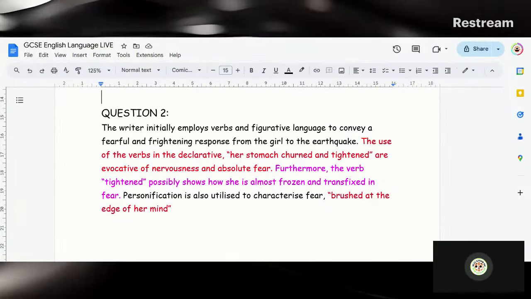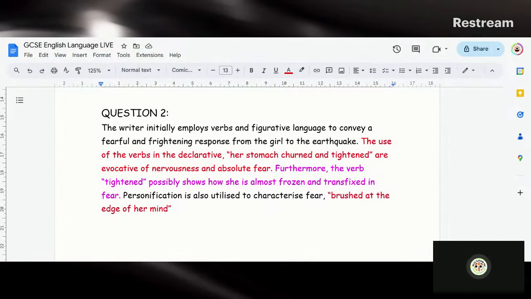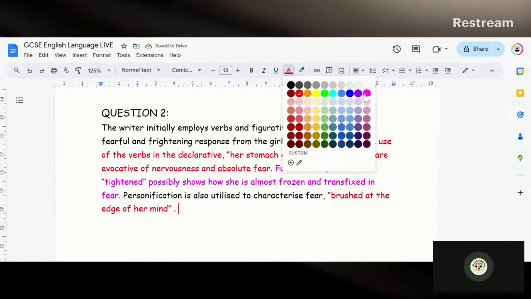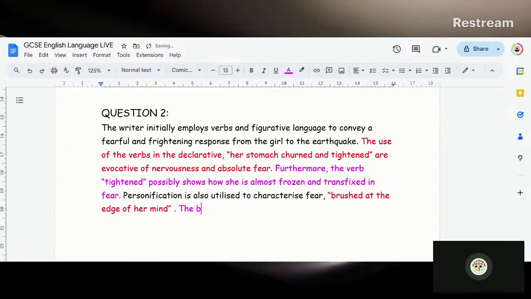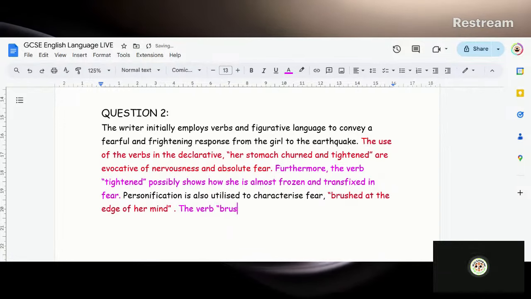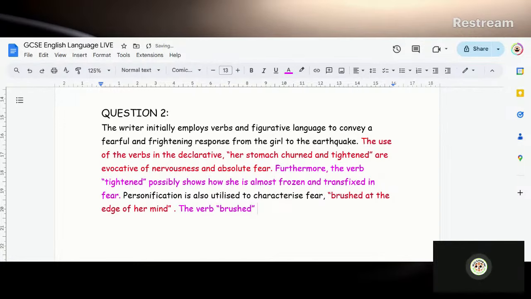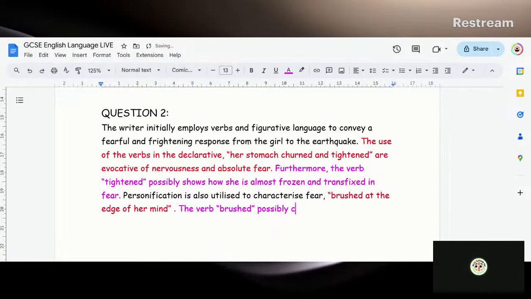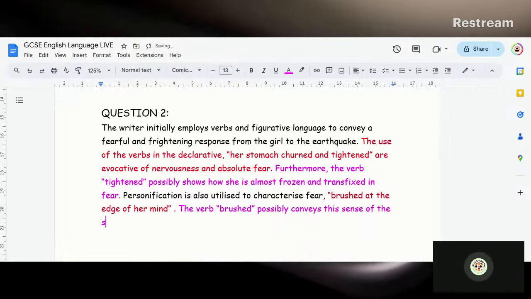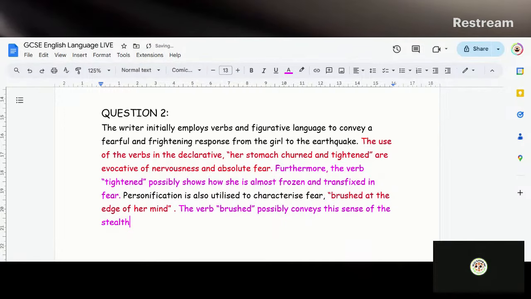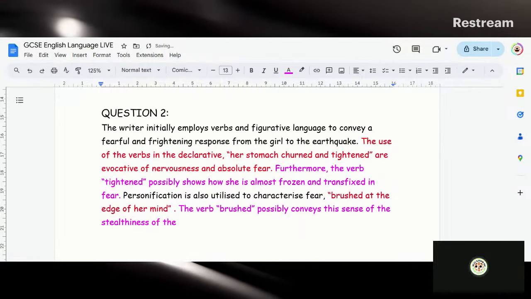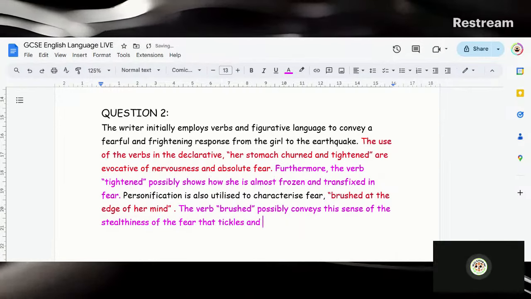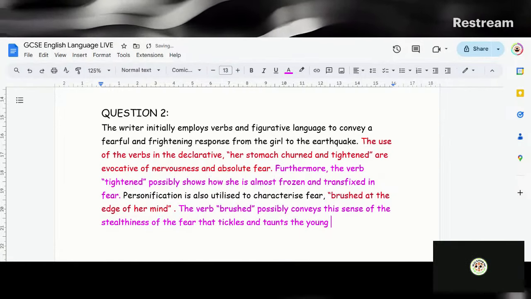Okay, so personification is also utilized to characterize her fear brushed at the edge of her mind. Okay, and then we want to do some zoom in on this quote. So let's use pink. So the verb brushed possibly conveys this sense of the stealthiness of the fear that tickles and taunts the young innocent girl.